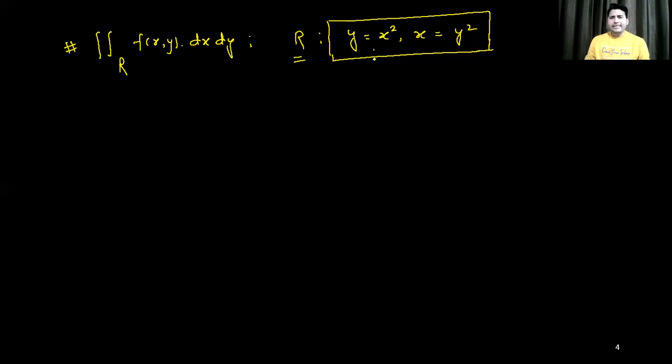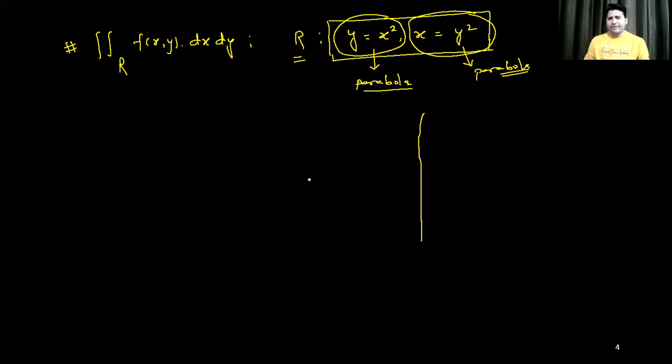I think you know these are the standard equations of parabolas. I hope you know how to draw a parabola. This parabola is on the positive y-axis, of the form x squared equals 4ay. Here 4a equals 1. This is a parabola on the positive x-axis, that is of the form y squared equals 4ax. Let us draw the region. So firstly, we have the x-axis and y-axis.